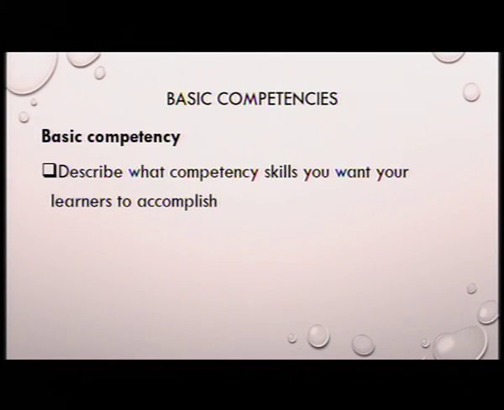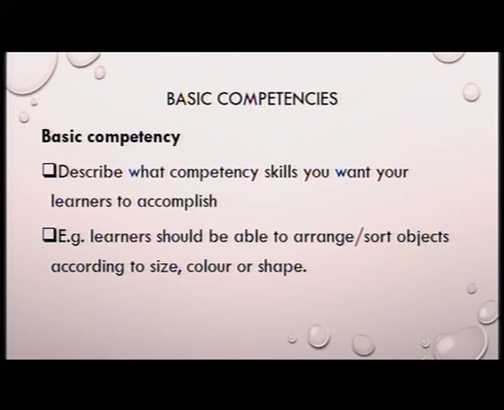So you can have maybe the lesson today we want to talk about the various colors. Now you want the learners to know or to name the colors and to be able to show you the different colors. This one is yellow, this one is red, this one is what. That is a skill that you want to teach, identification of color. So then it must be in the basic competency. For example, learners should be able to arrange, sort objects according to size, color, or shape. That is the skills that you want to teach during that lesson.